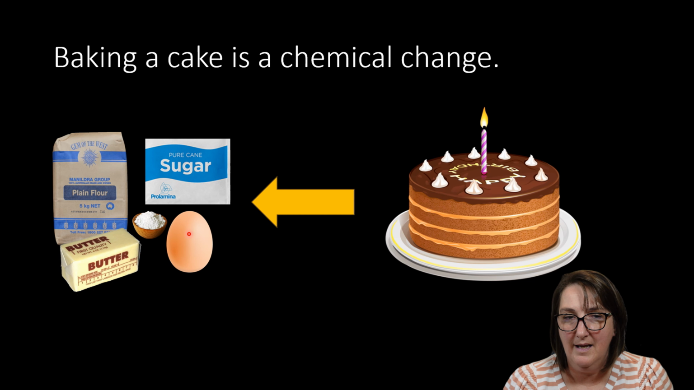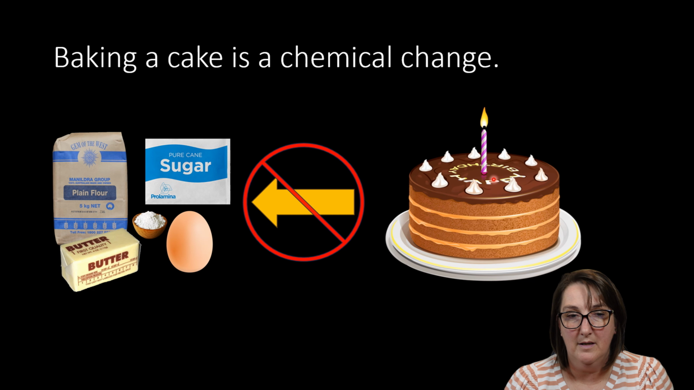I can't take this cake and go back to this. I can't break this cake down back into the egg, back into the sugar, once that heat has been added. If I mix this up into a bowl, I could separate it all out. It would be hard to, but technically you could. But once I add that heat, I'm changing those bonds, and now I have something totally different.